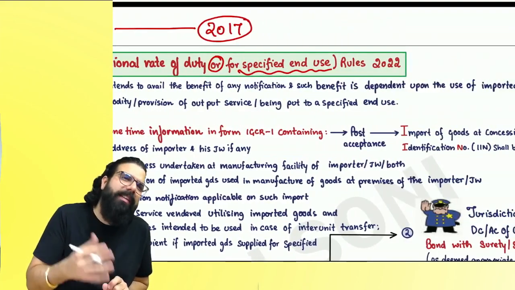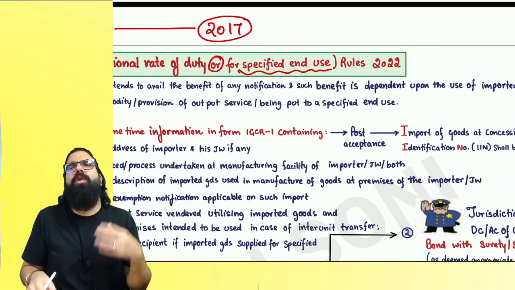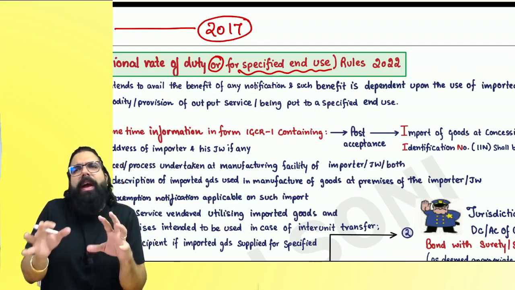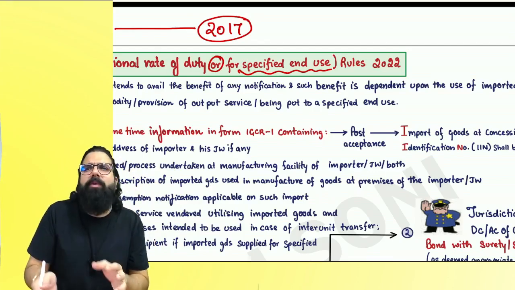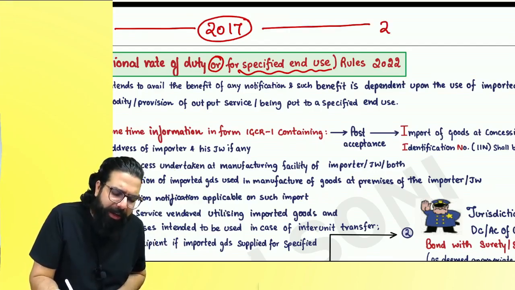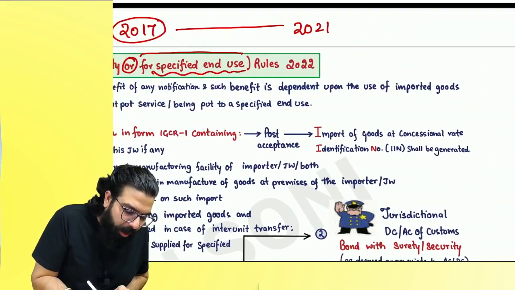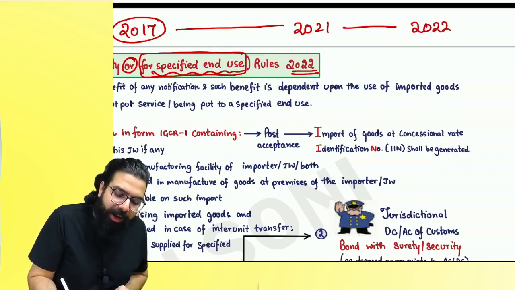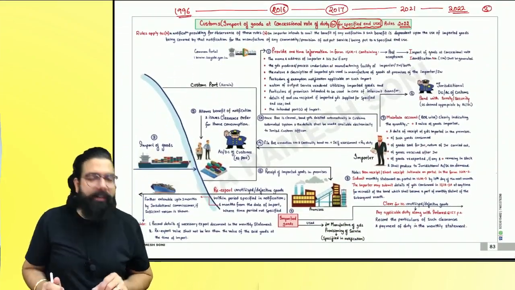Then again some provisions were required: if you are importing goods and want to send them for job work, or capital goods were imported at concessional rate of duty and we wanted to clear them in the domestic tariff area. So again some amendment was required, and they amended it in 2021, and now they have inserted the words for specified end use and amended again in 2022. In my opinion, for the exam this time, they should ask a 3-mark question. Let's go ahead and start understanding now.